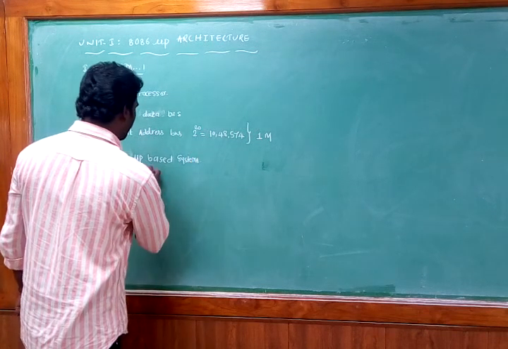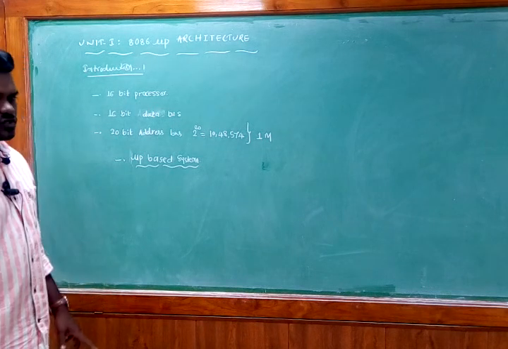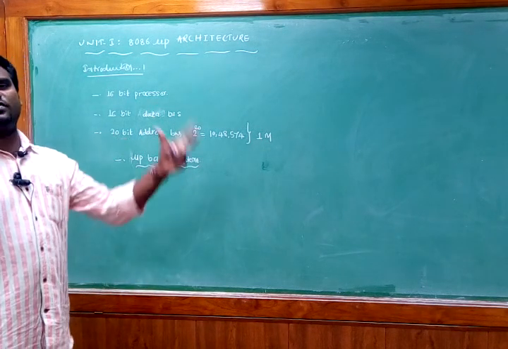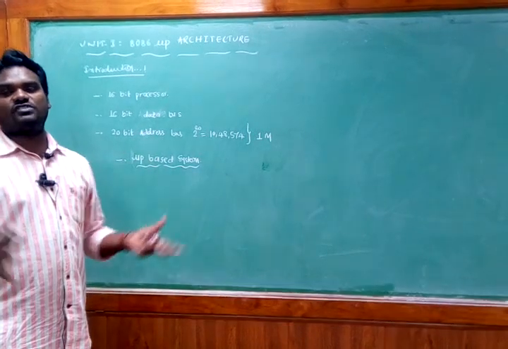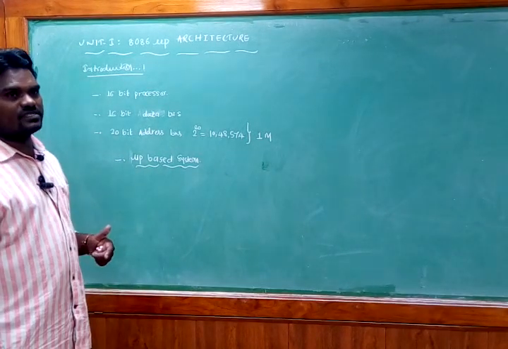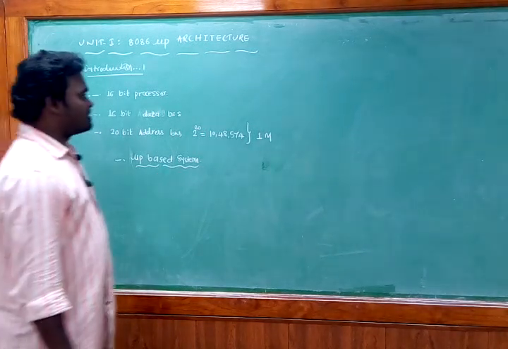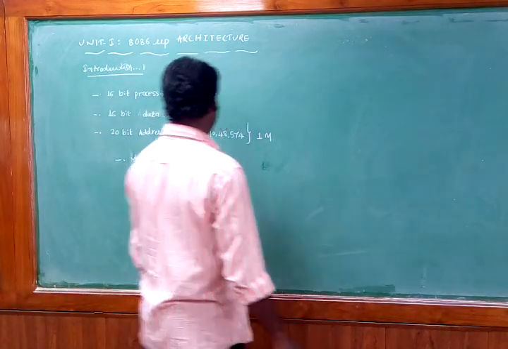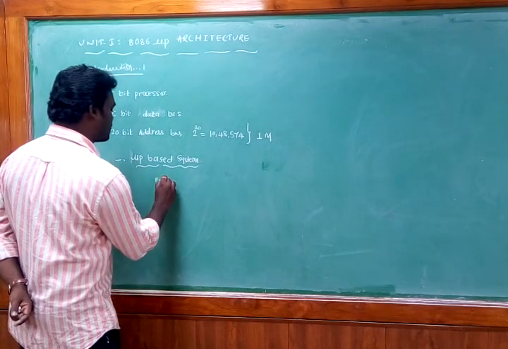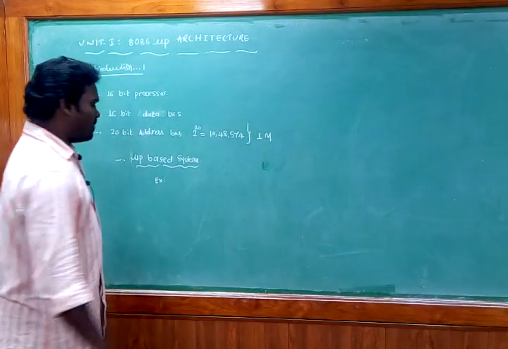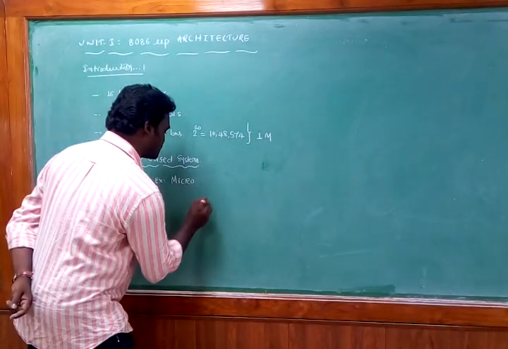As we discussed, the microprocessor is also named the processor, also named the CPU. When this CPU is interfaced with some input output devices, that system is named a microprocessor based system. Here I am going with an example of the microprocessor based system. An example for the microprocessor based system is a microcomputer. This is the best example.